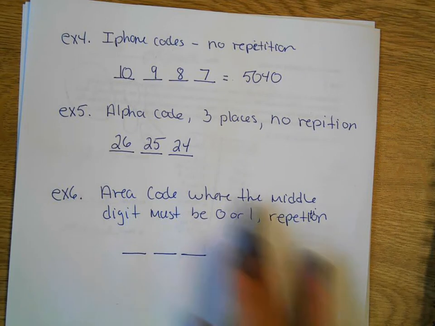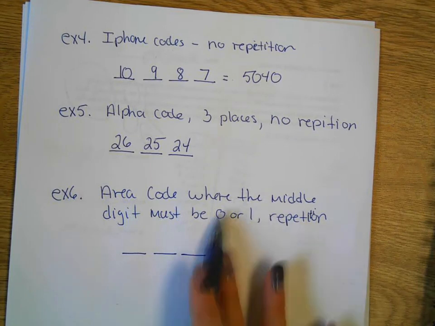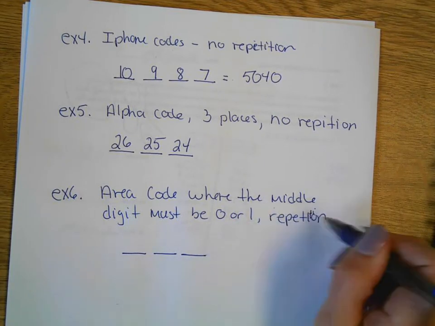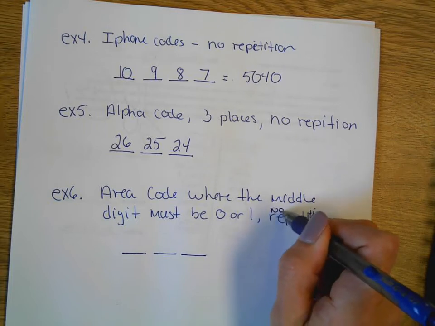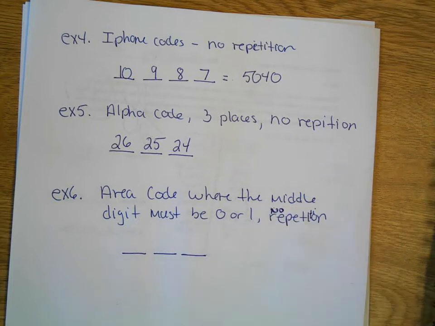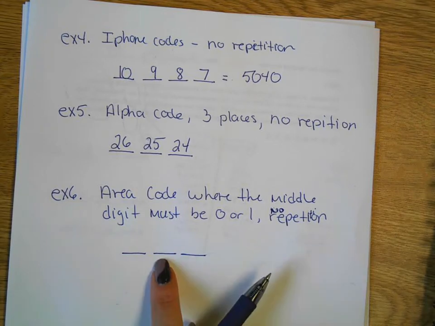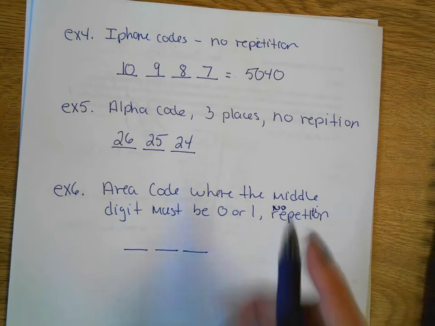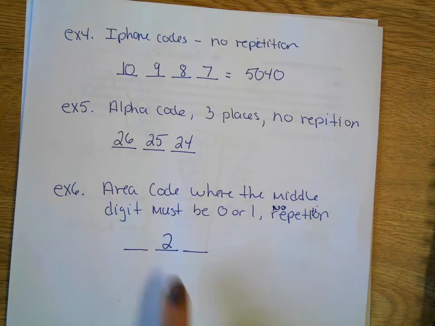So if your problem has any restrictions, which this one does, let's actually go with no repetition, because it'll make it a little more challenging. Okay, go to the spot where there's a restriction. Where's my restriction at? On this middle one. So how many options do I have for this middle one? 2. So I've picked a number to go there.